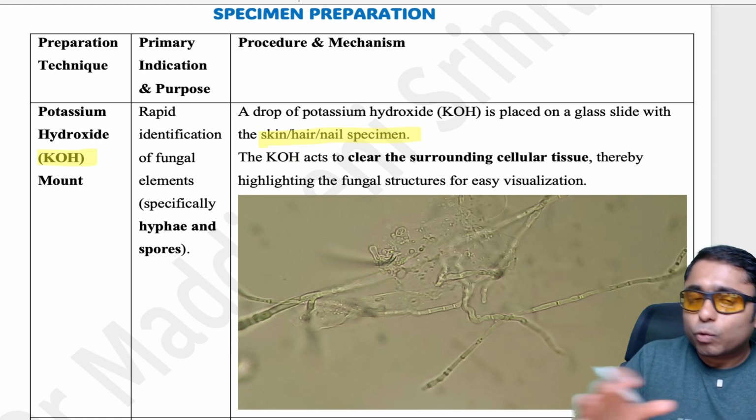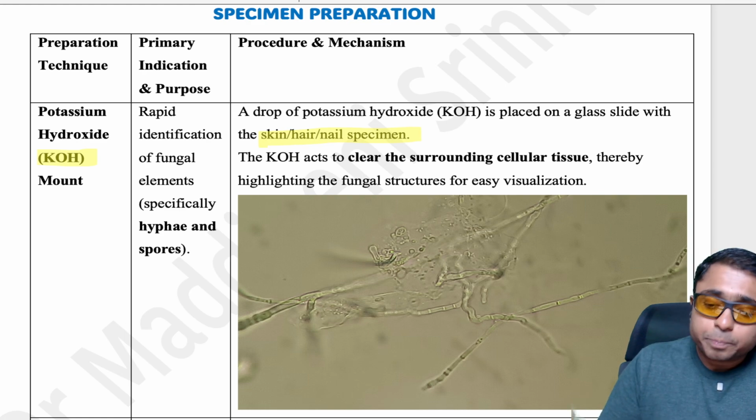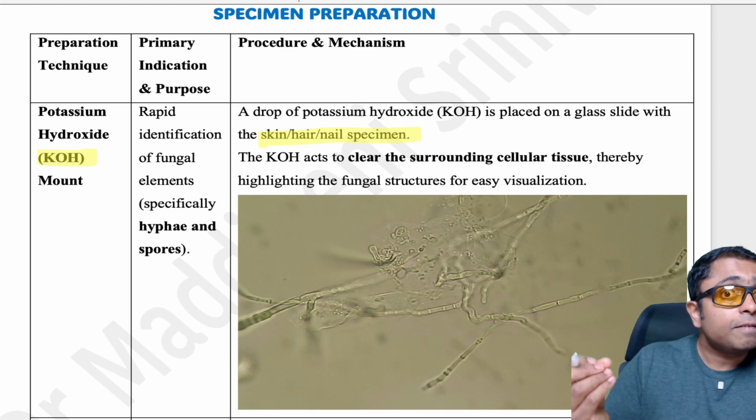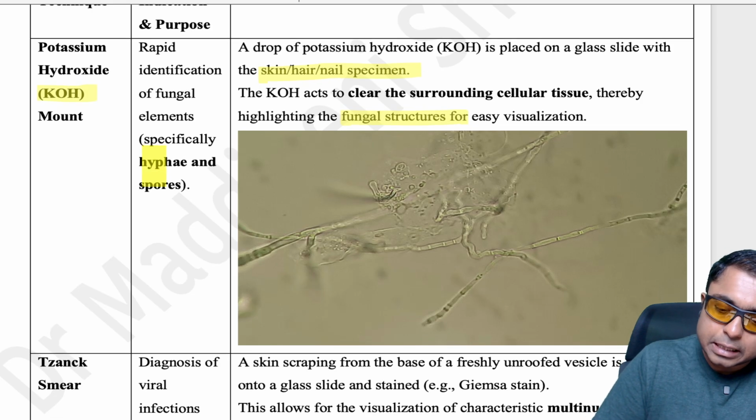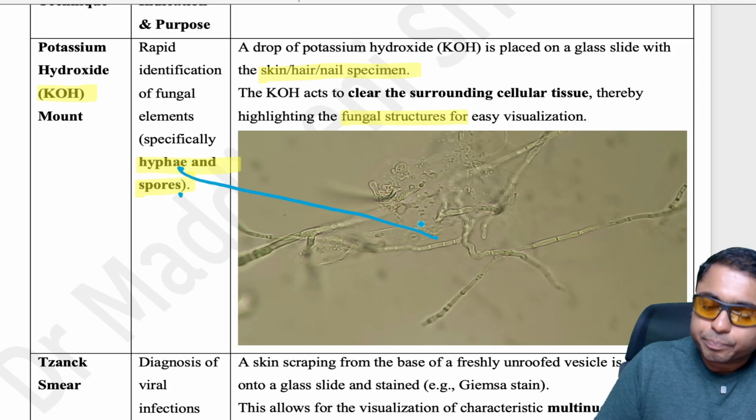Whatever keratin is there, be it skin, hair or nail, is going to be dissolved. And ultimately, if it is a fungal infection, for example tinea, we are going to see the hyphae become visible, as you can see in this picture. Hyphae and also spores can be observed.